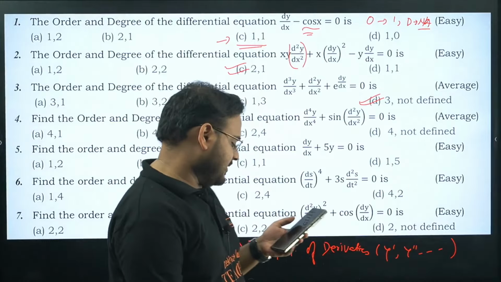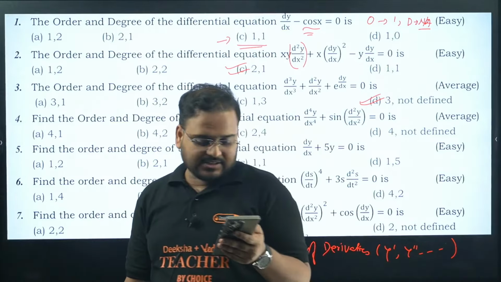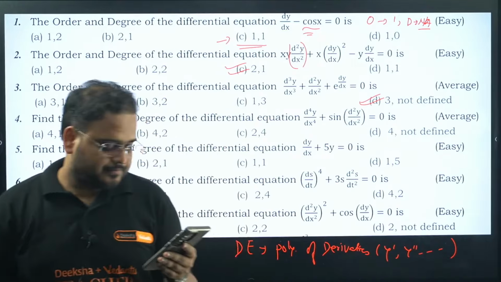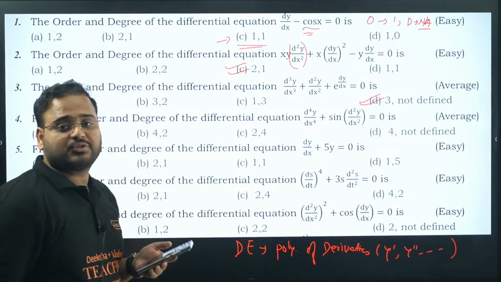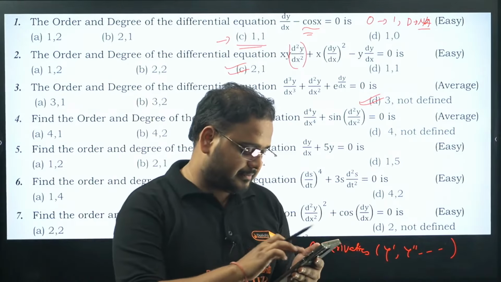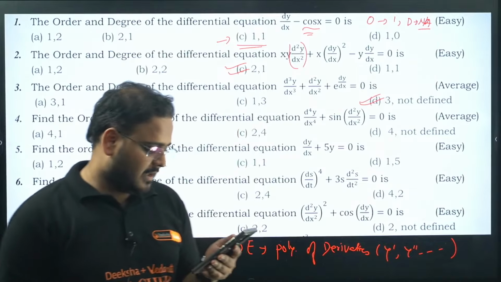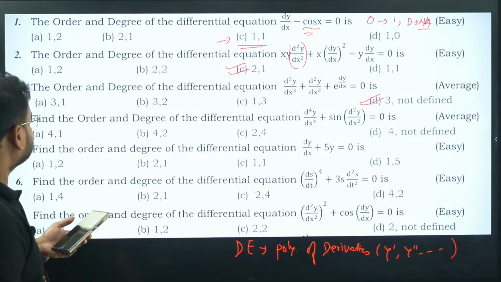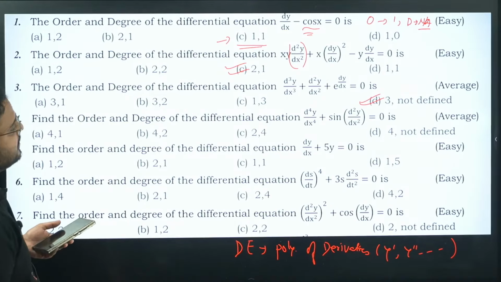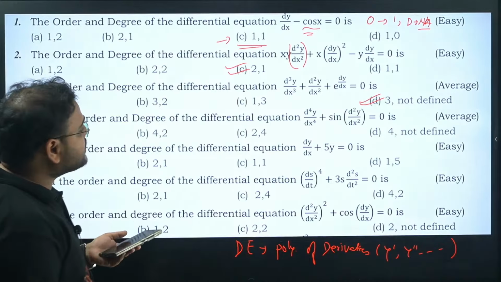Okay, I'll check, Sagar. I'll check, Nagaraj. Okay, I'll ping that in the comment section once I have verified it. Next, please check the 4th. Again, order is 4, degree is not defined.